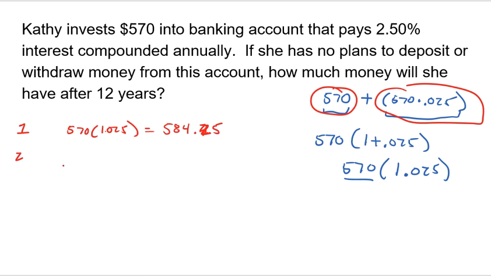And then after 2 years, they're going to take that much money, the 584.25, and they're going to multiply that by 1.025, because she keeps that money and then she's going to make the extra 0.025. So we clearly see that we're multiplying by 1.025 every single year. That makes this geometric. So what's my geometric formula? Well, it's the first term times my ratio to the n minus 1.